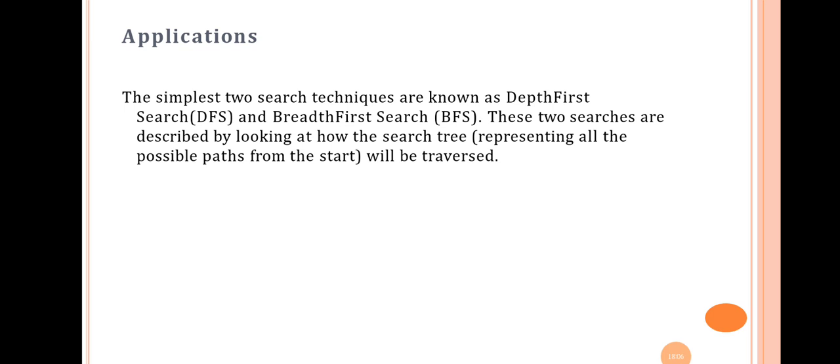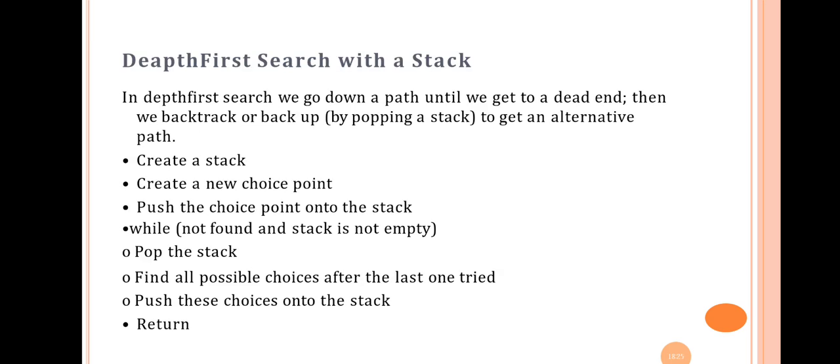So, applications of queue. The two simple search techniques are known as depth first search and breadth first search. These two searches are described by looking at how the search tree will be traversed. First is depth first search with a stack. In depth first search, we go down a path until we get a dead end. Then we backtrack, or back up, to get an alternative path.